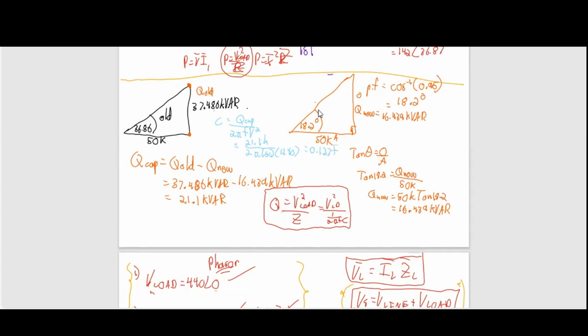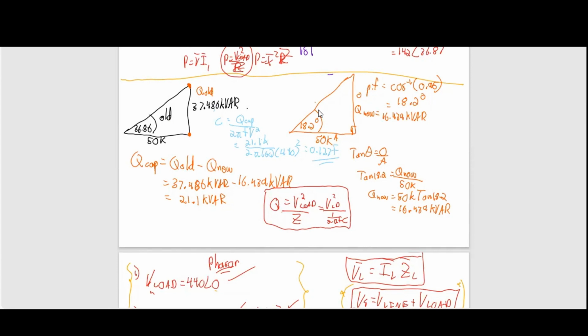0.127 farads. And that'll be the squared. I am so sorry. Let's try that over again. We got the square: 21100 by 2 pi by 60 by 440 squared.